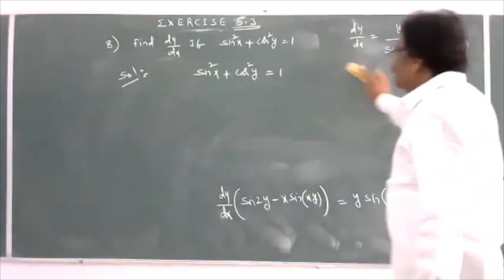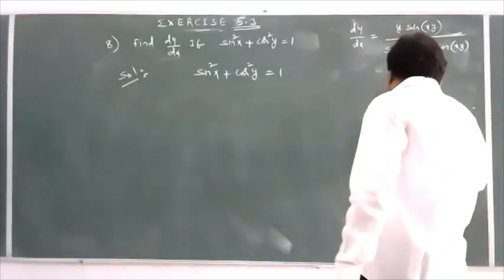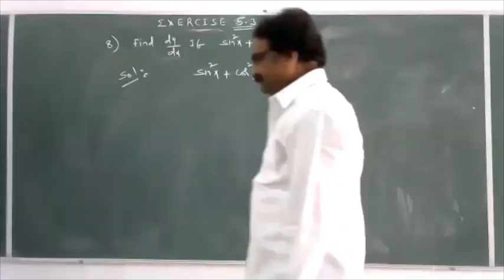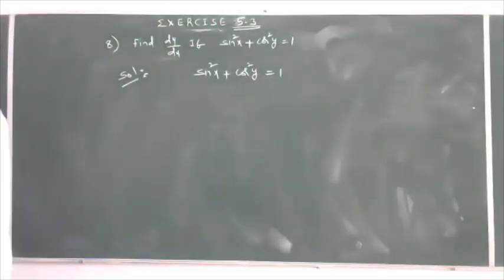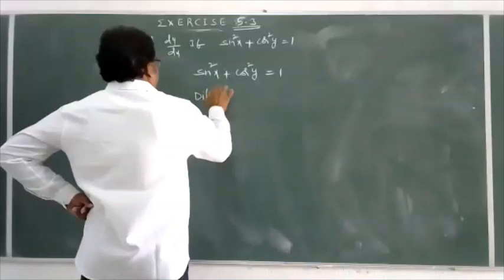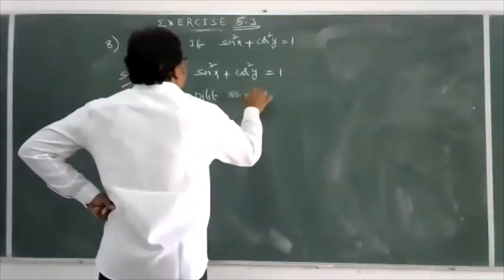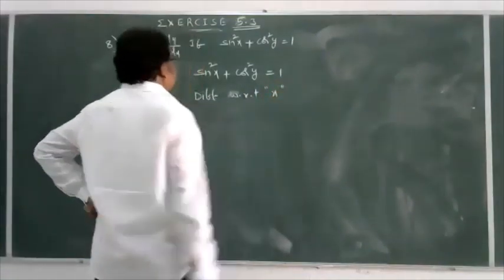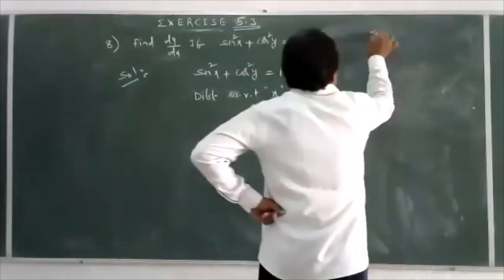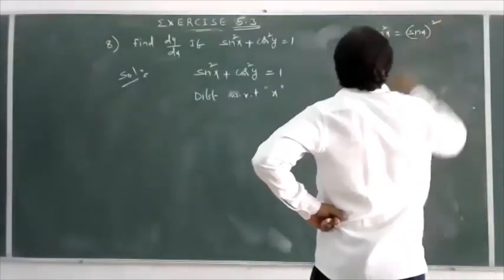This is an implicit function. This function is also in two variables x and y. That's why it is called an implicit function. So differentiating both sides with respect to x, sin square x means sin x whole square.